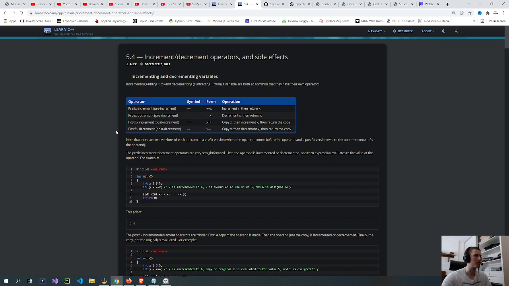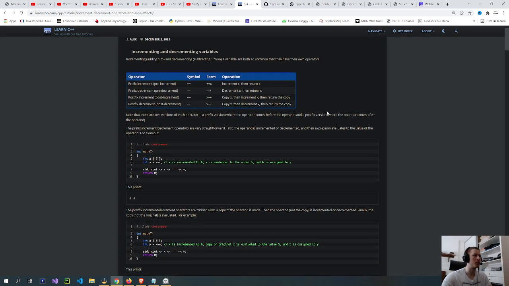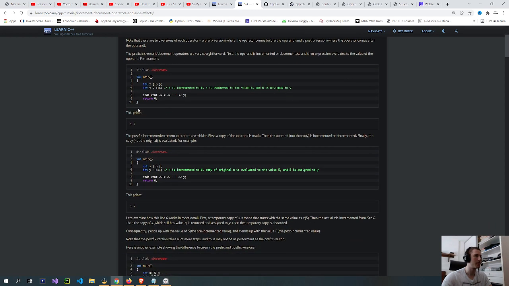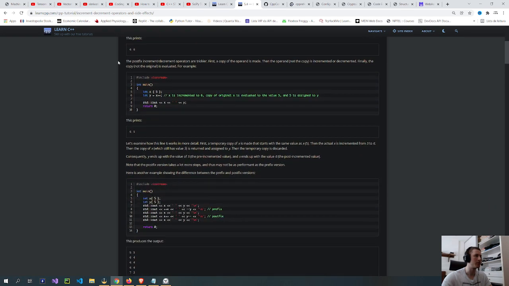Increment, decrement operators and side effects. Incrementing and decrementing variables are both so common that they have their own operators. Note that there are two versions of each operator. This prints this. The postfix increment and decrement operators are trickier.